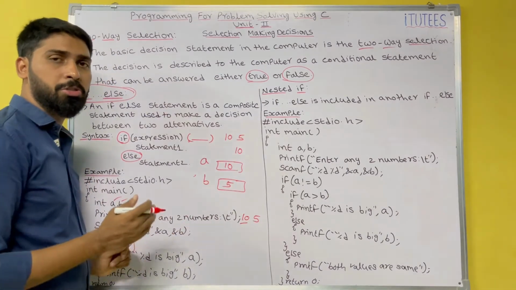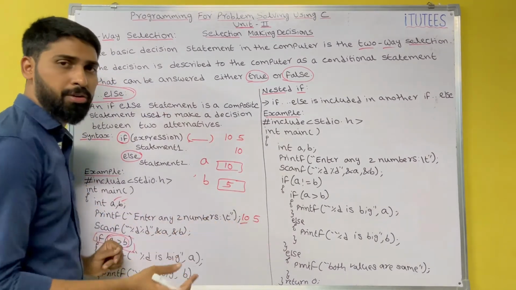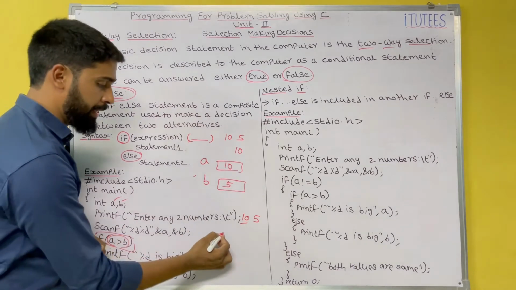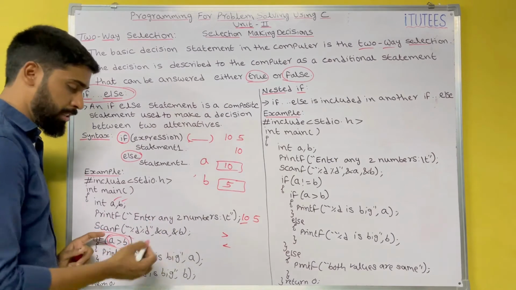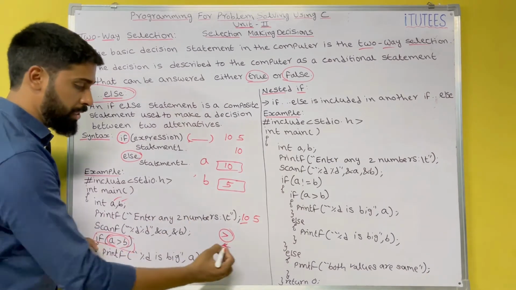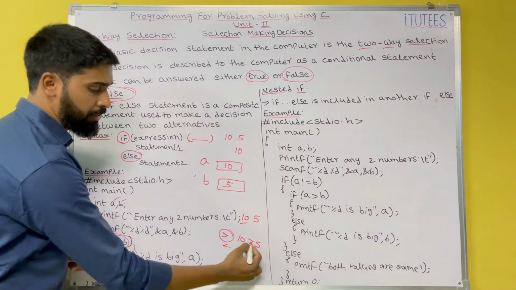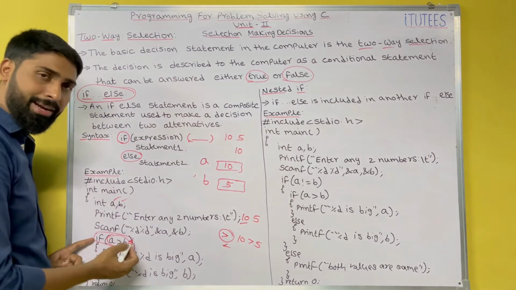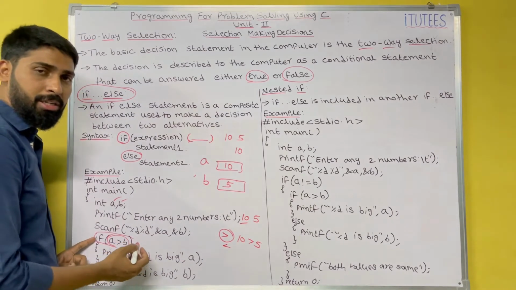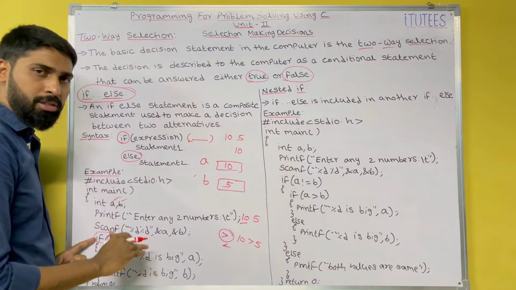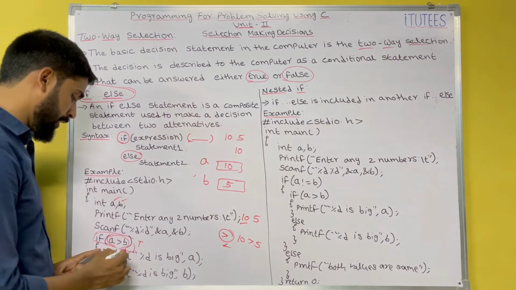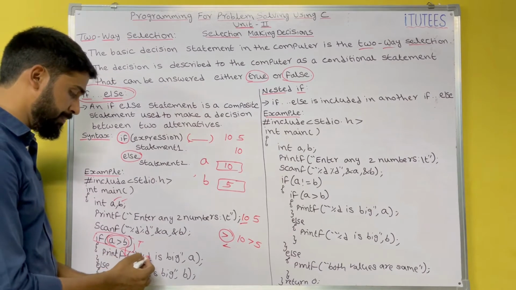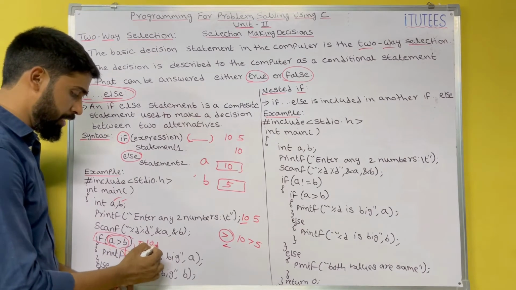After that you check these two variables by using the relational operator greater than, or you can use less than also. In this program I am using greater than. 10 greater than 5: what does it return? It returns either true or false. 10 greater than 5 returns true. So it enters into this path and prints 10 is big.